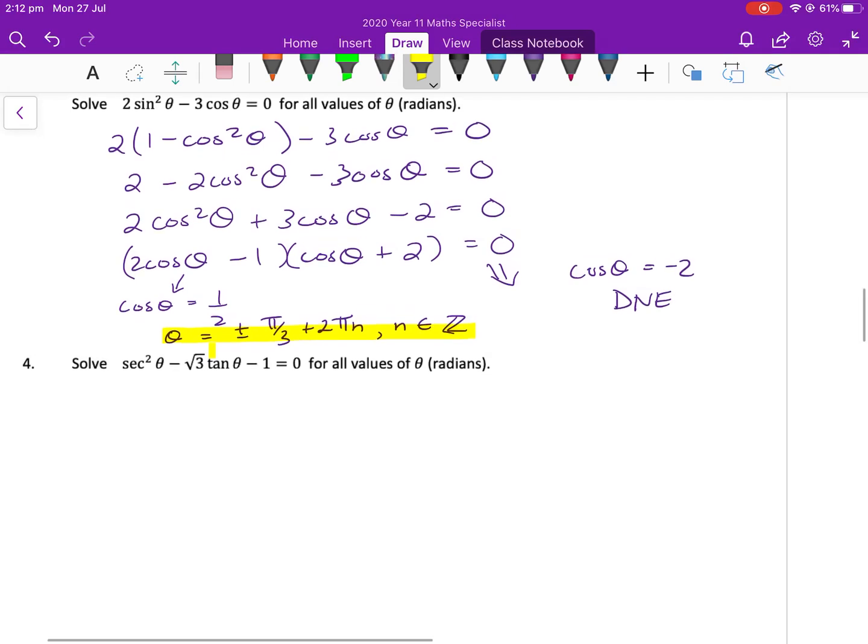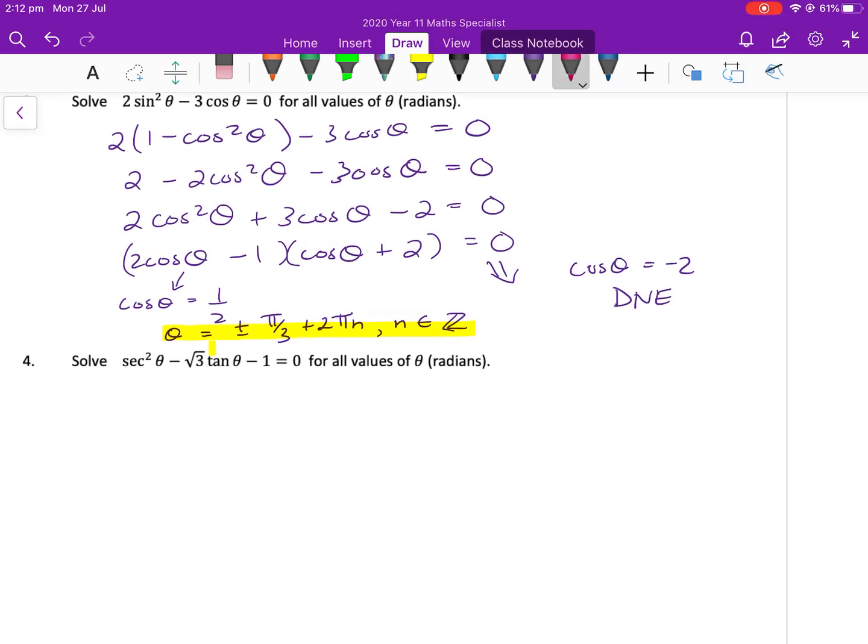So now I'd like you to pause the video again and have a look at number 4. Solving sec squared theta take the square root of 3 tan theta minus 1 equals 0 for all values of theta in radians. So again, we've got sec squared theta involved here and a tan. So I think we could look back at one of our alternative identities for the Pythagorean identity, since sec squared theta is involved, and substitute the sec squared theta for 1 plus tan squared theta. So pause the video and have a go.